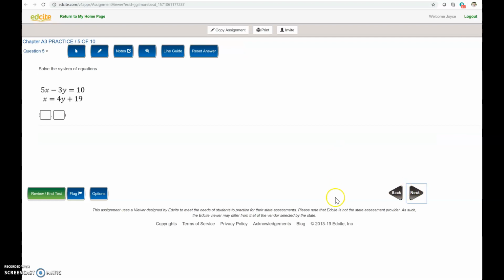This system, now when you're entering these on the test, please make sure that you look very carefully at which system it is. So this one's 5x minus 3y equals 10, x equals 4y plus 19. For that one, I got a solution of (-1, -5). This one, make sure I'm on the correct system. I got a solution of (-2, 3). And on this system, I got a solution of (9, -13).